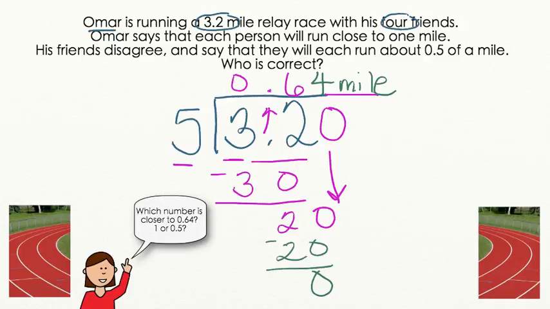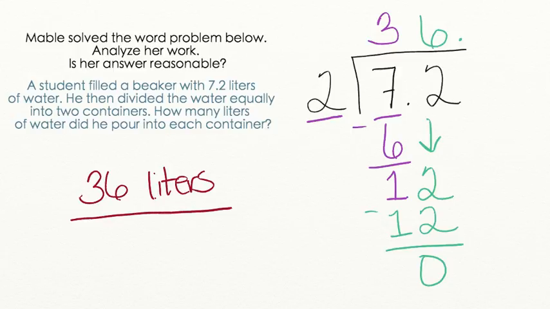Mabel solved the word problem below. Analyze her work. Is her answer reasonable? Well, let's check it out. A student filled a beaker with 7 2/10 liters of water. He then divided the water equally into 2 containers. How many liters of water did he pour into each container?